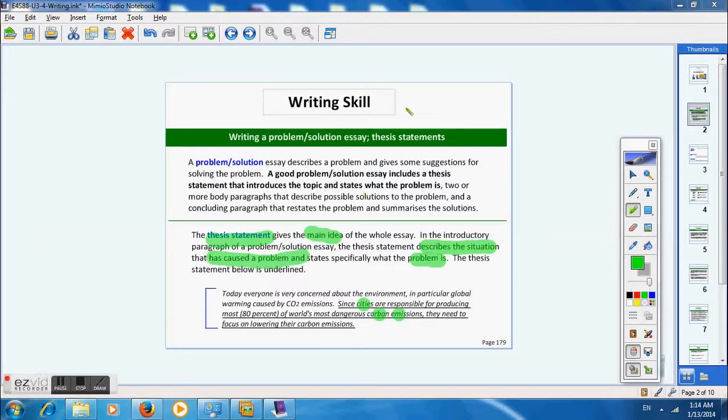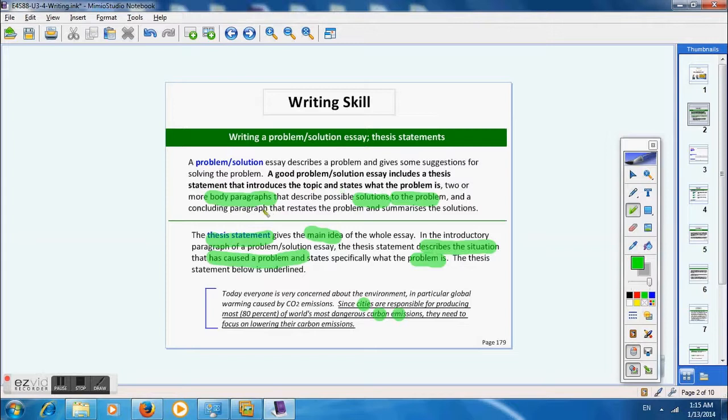Okay, let's review the structure in writing. Here, the first paragraph talks about the thesis statement, and we talk about the body part. Here, the body paragraphs cite the solution to the problem. Okay, so you can have 2 or 3 body paragraphs. It depends. If you have 3 solutions, then you can write up to 3 paragraphs. If you only have 2 solutions, then you can just stick to 2 paragraphs.